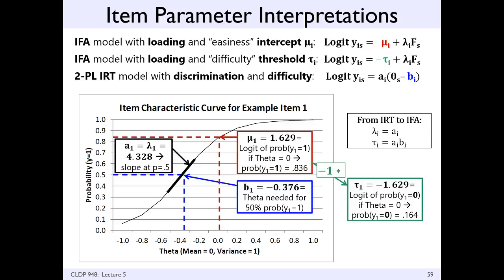Blue, B, is relative to when the logit is 0. Red is relative to when theta is 0. And to keep the direction of B consistent with mu, you have to multiply it by -1, and that becomes the threshold. So whereas the intercept, the predicted logit of y equals 1 when theta is 0, is 1.6. Logits are symmetric. So that means the predicted logit of y equals 0 is -1.6.